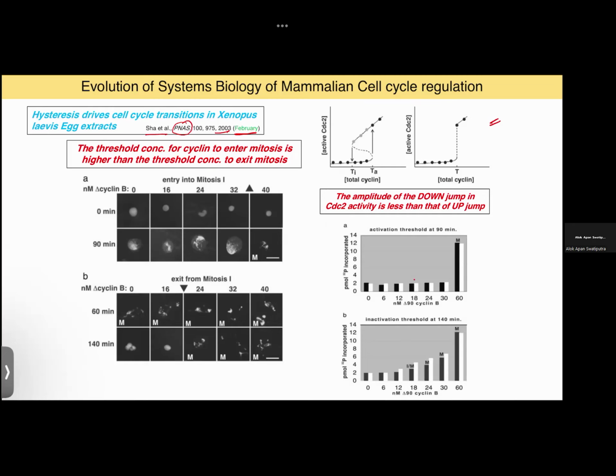So this active CDC2 versus total cyclin should give a bistable response. In certain cases, from the model they had said that you will have monostable behavior when you don't have sufficient non-linearity, which we had discussed. But you should be able to see a hysteresis if you do the experiment properly. Now, how did they do the experiment?